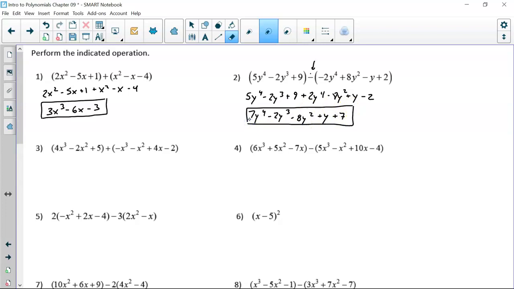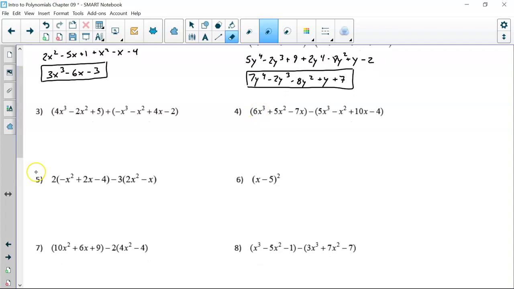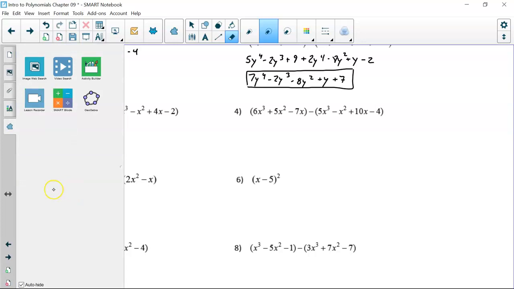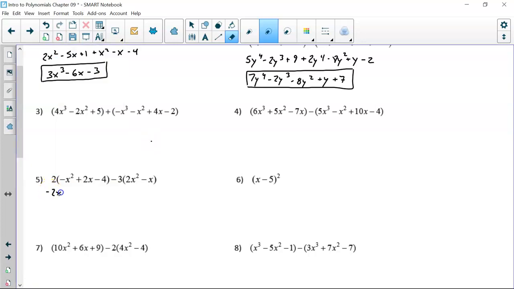We're going to skip down now to problem number 5. So for number 5, we want to distribute first. So we're going to distribute the 2. So negative 2x squared plus 4x minus 8. And now we distribute the negative 3. So minus 6x squared plus 3x. Combine your like terms. The negative 2x squared and the negative 6x squared is negative 8x squared. The 4x and 3x is plus 7x. And then the minus 8.